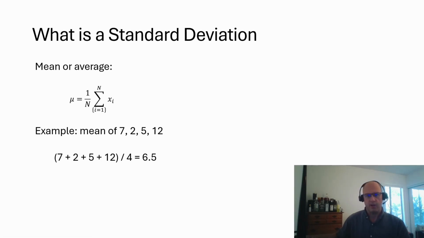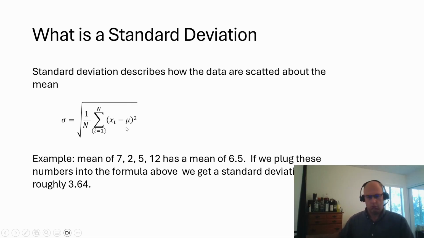So what is a standard deviation then? Here's the formula for the standard deviation. If we ignore the square root, it kind of looks like the formula for the mean. If mu is our mean, what we're looking at is basically taking each point, subtracting the mean off of it, squaring it, and then averaging that. So it's the sum of the squared deviations from the mean, expressed as an average. It just tells you how your data is scattered about the average.